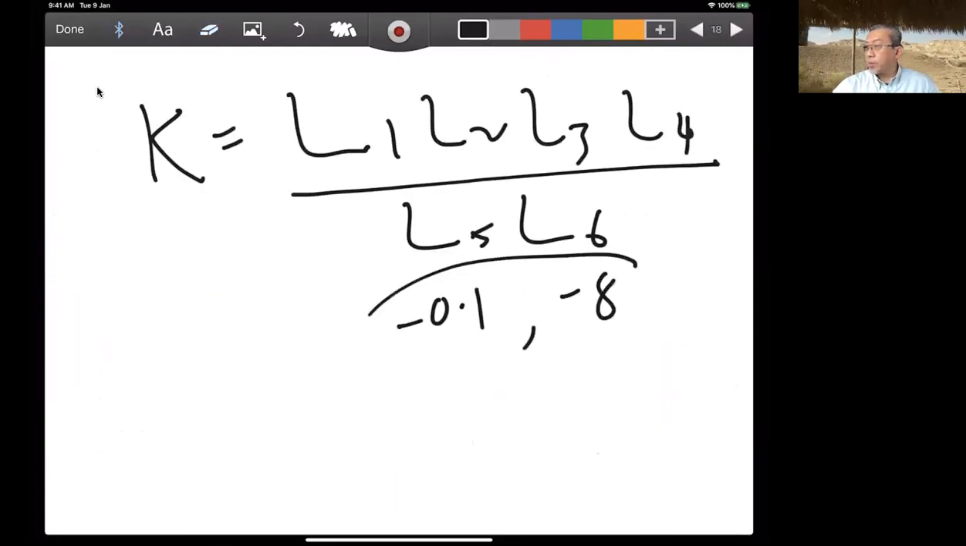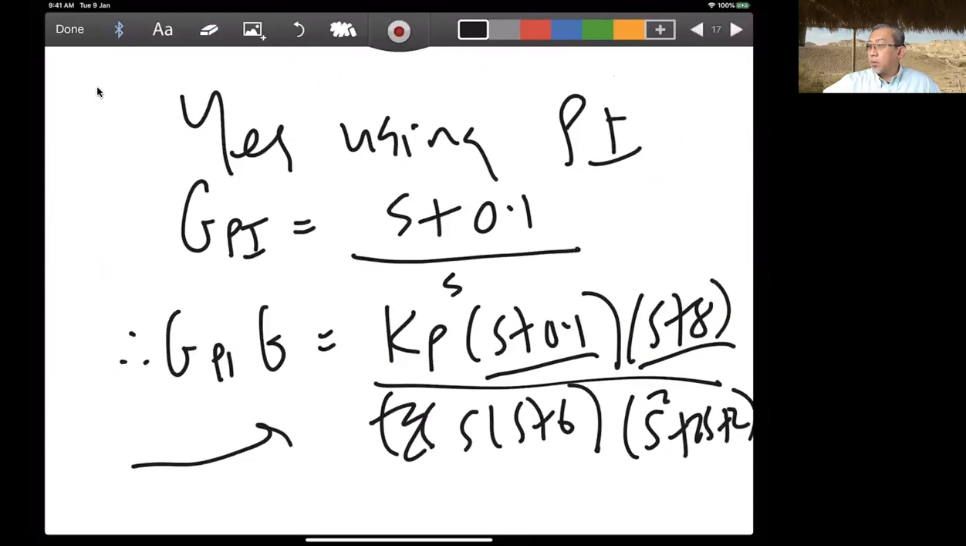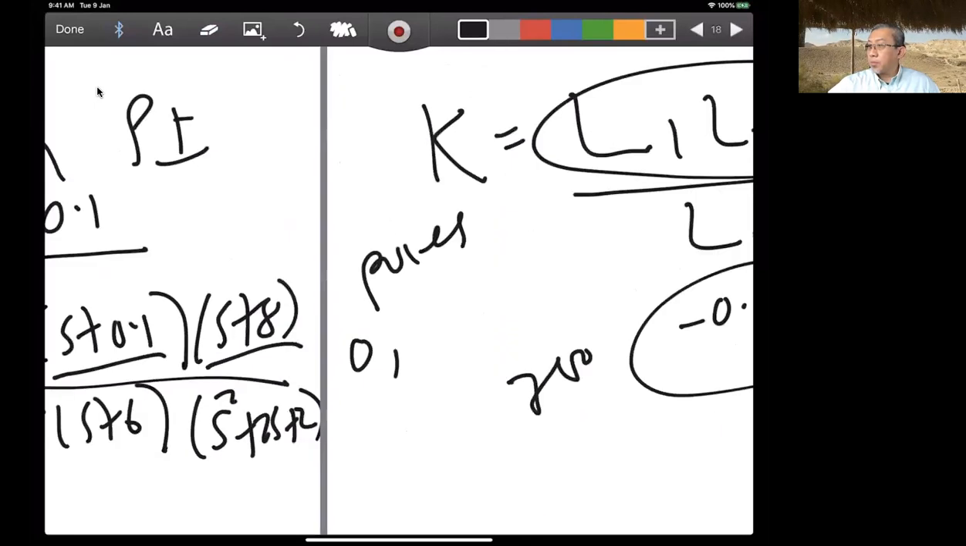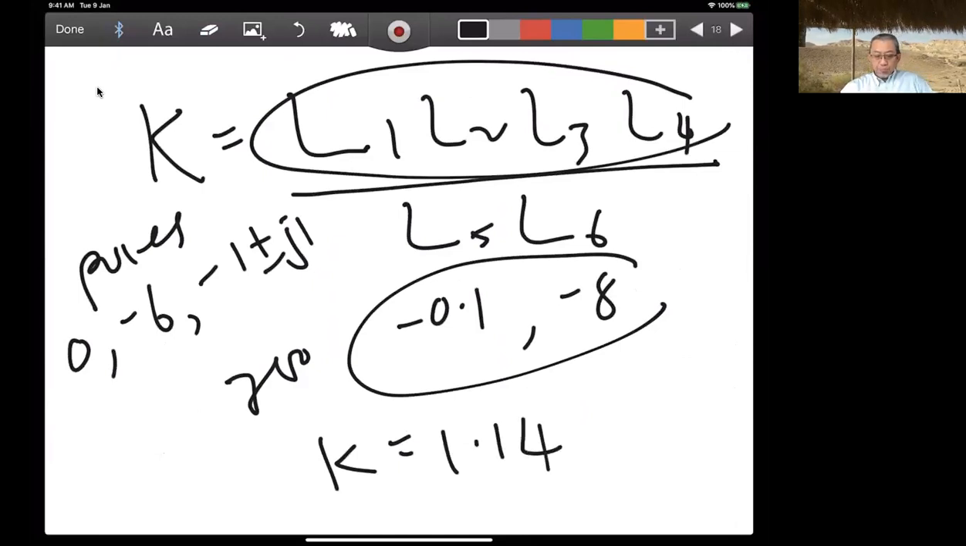Okay, zeros. It's only because of the poles, which is 0, S plus 6, minus 6, and -1 plus minus 0. Okay, and the K is equal to 1.14. So L1, L2, L3, L4, L5, and L6: use trigonometry in order to find the value of K.